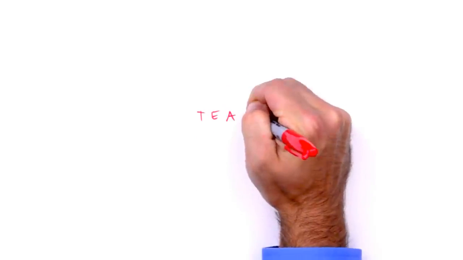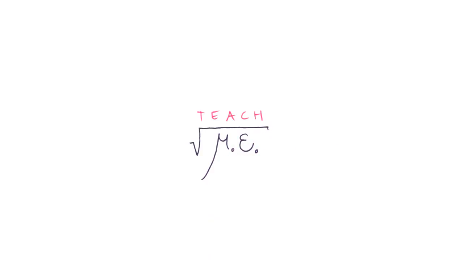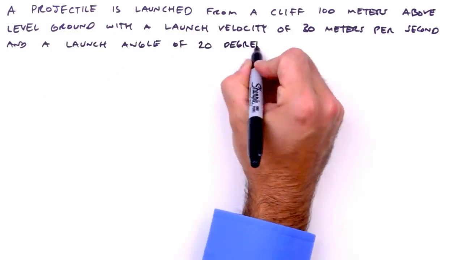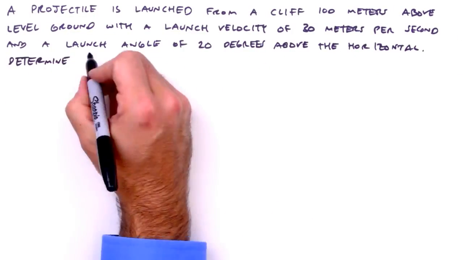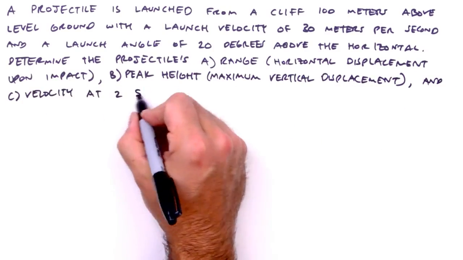Hello everyone, I'm Jesse Mason, and in this installment of Teach Me, we're going to take a look at a classic projectile motion problem involving an angled launch from uneven ground. For this problem, we're given the initial position and velocity of the projectile, and our task is to determine the projectile's range, peak height, and velocity at some point in time along its trajectory.